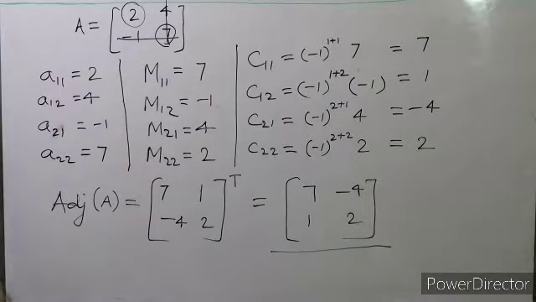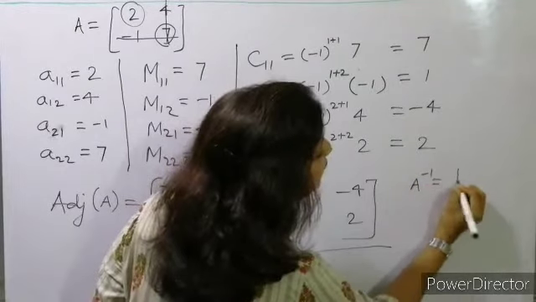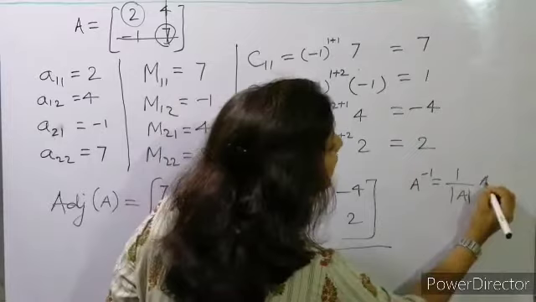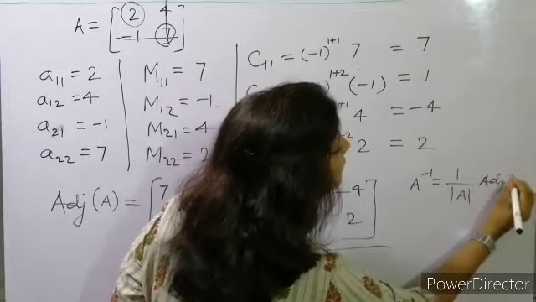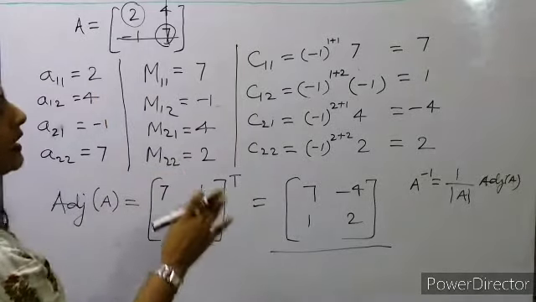Now you know the formula for finding the inverse. A inverse will be equal to 1 upon the value of the determinant into the adjoint of A. So if we have to find the inverse of A, what do we need now?